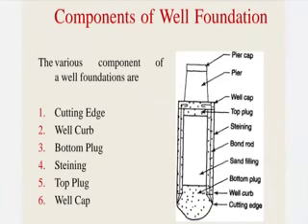And the last one is a cutting edge. So the main important components you can list out from these six. The main components are basically six in the case of a well foundation. Cutting edge, you can see, is the bottom part, well curve just above that, bottom plug just above that, and staining, top plug, and well curve. So these are the important components of a well foundation. You can take a screenshot of this slide.